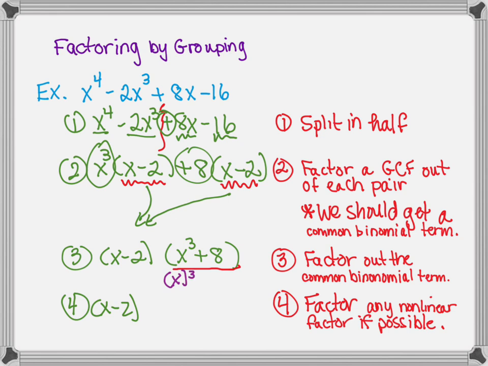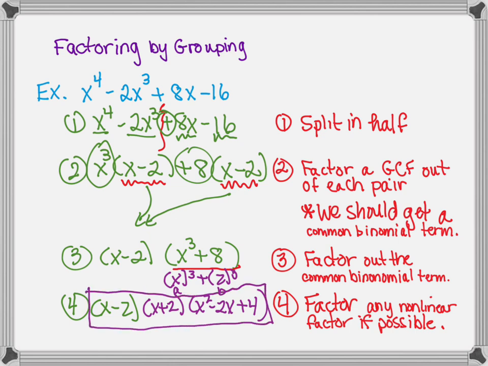But here, what cubed is x cubed? X. What cubed is 8? 2. So x is my a, 2 is my b. It factors to x plus 2 times x squared minus 2x plus 4. And remember from the sum of cubes formula, that x squared minus 2x plus 4 cannot be factored anymore. So now we're done.